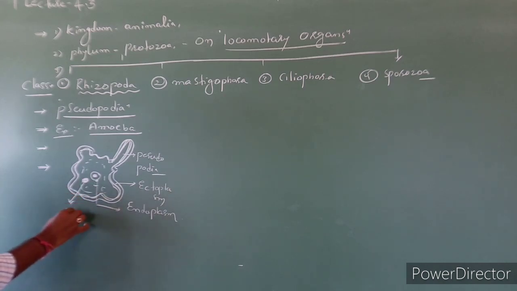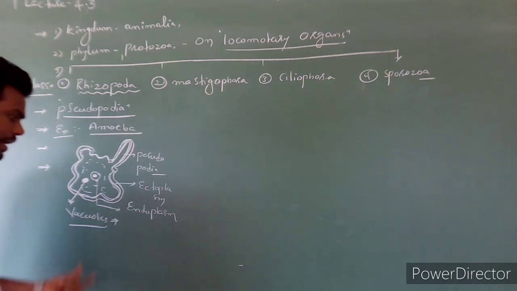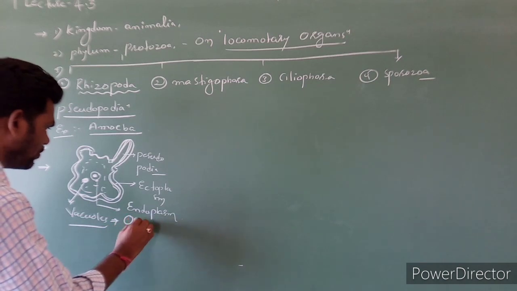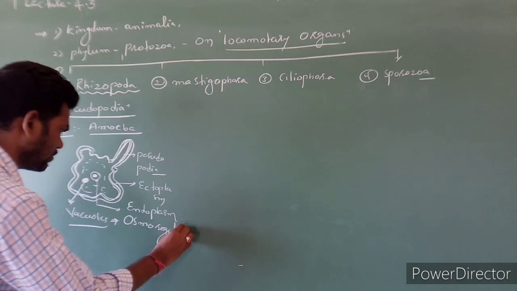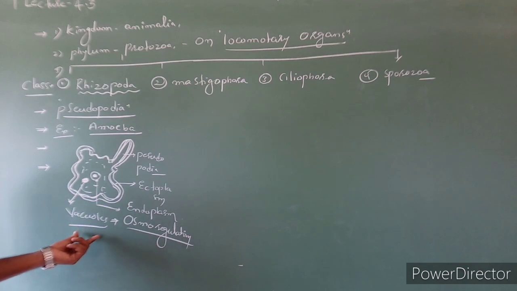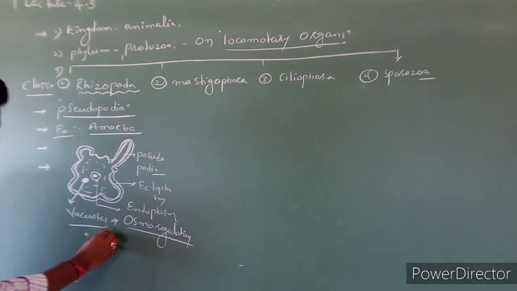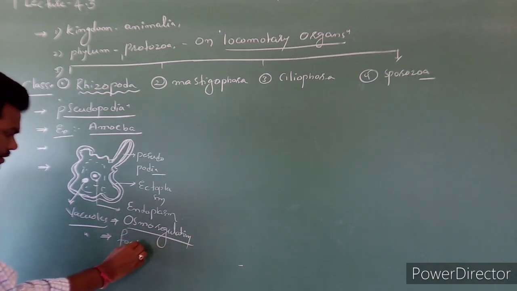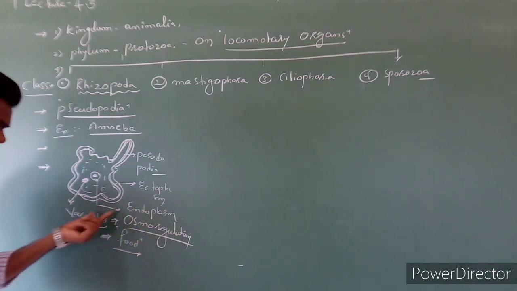Vacuoles are present, small size vacuoles. These small size vacuoles can perform osmoregulation. The main function of the vacuoles is osmoregulation. And some of the vacuoles also perform storage of food molecules. So there are food vacuoles as well as osmoregulation vacuoles.